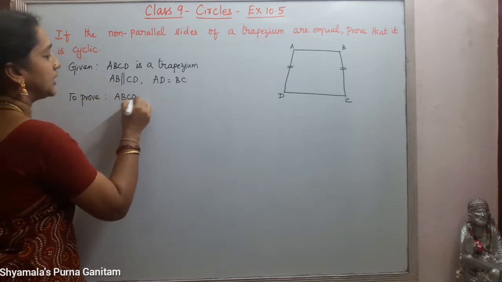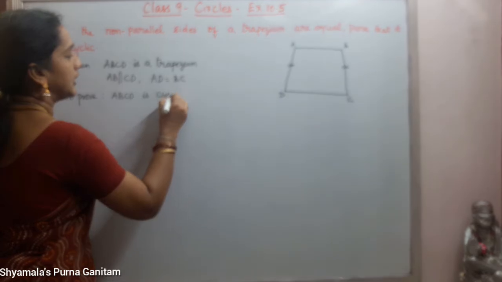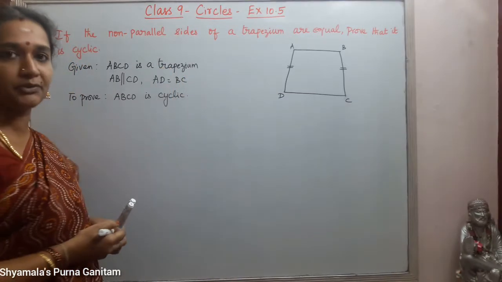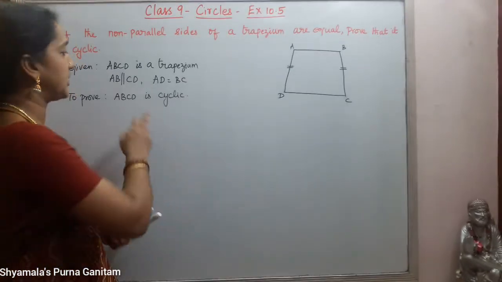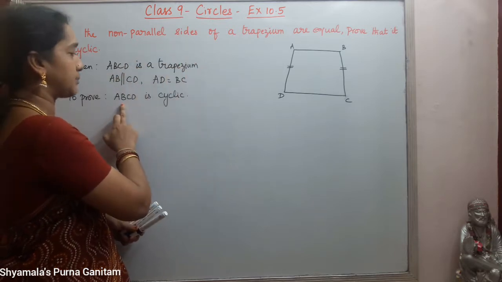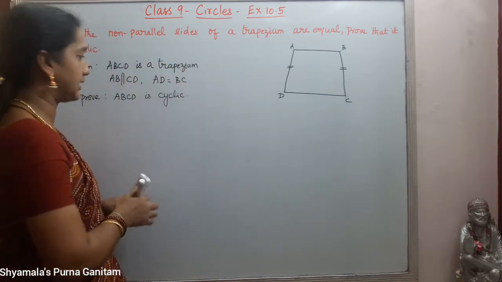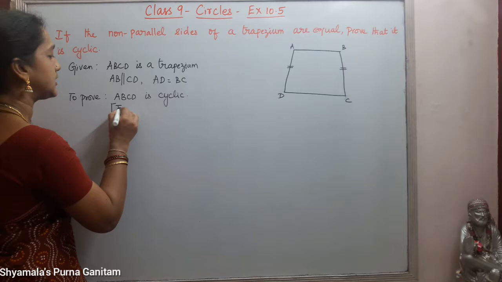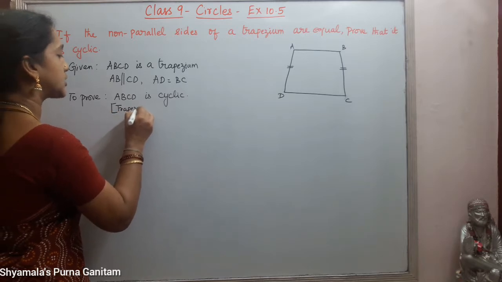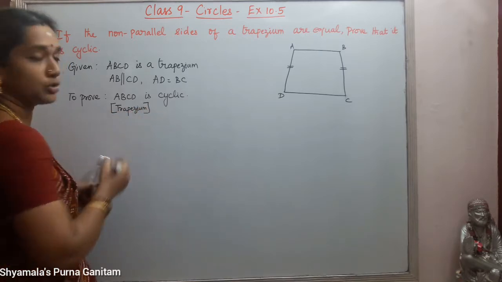We have to prove that ABCD is cyclic. Since we have taken ABCD as a trapezium, this trapezium is cyclic, we need to prove.